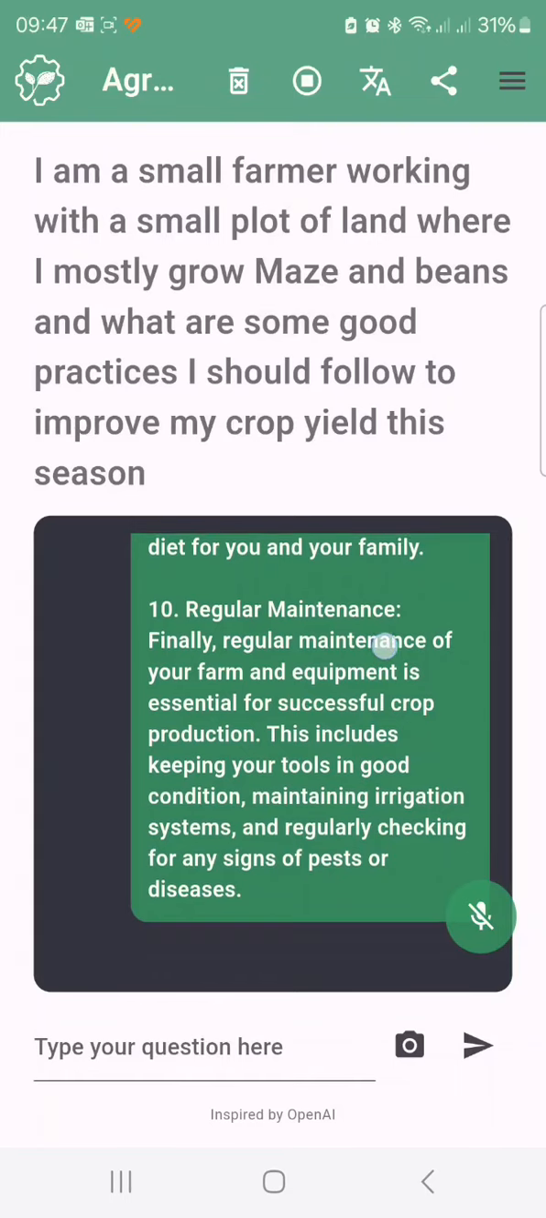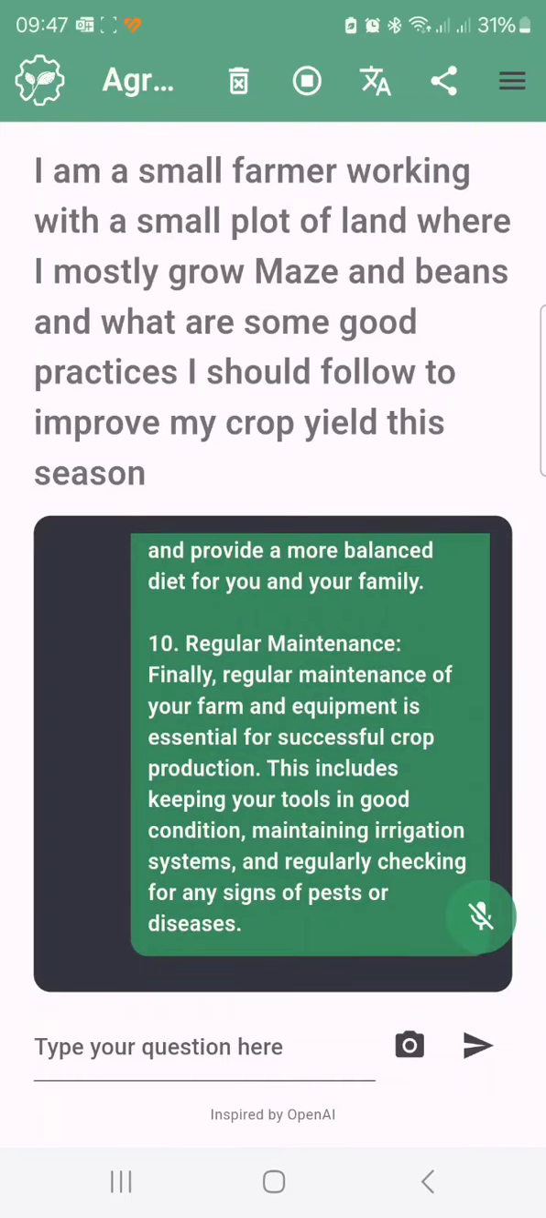10. Regular maintenance. Finally, regular maintenance of your farm and equipment is essential for successful crop production. This includes keeping your tools in good condition, maintaining irrigation systems, and regularly checking for any signs of pests or diseases.